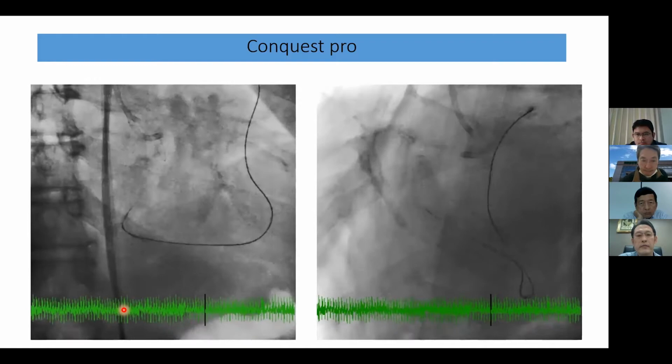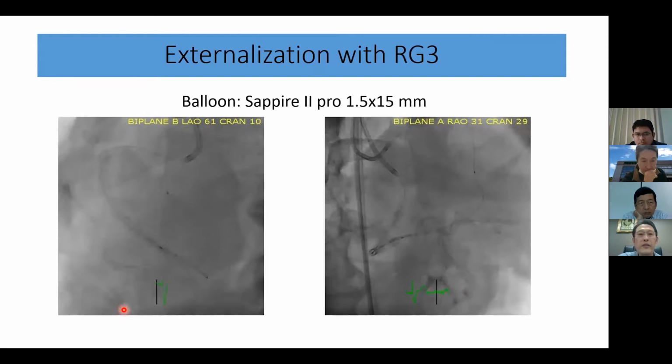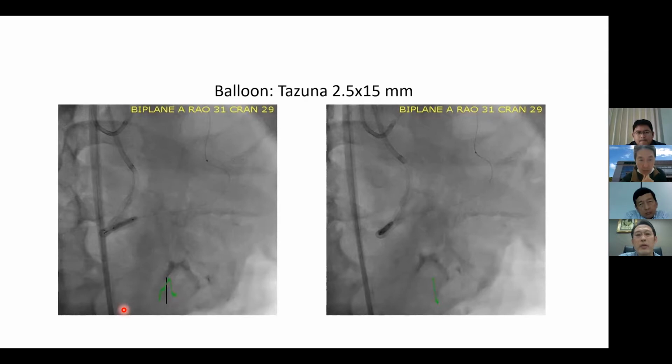After that, I advanced the microcatheter into the stent lumen and used IVUS for externalization. After that, I did balloon dilation with Sapphire 2.0 by 1.5, followed by a balloon 2.5. And this is the stent lumen here, but the balloon is outside the stent here. And check with the IVUS.